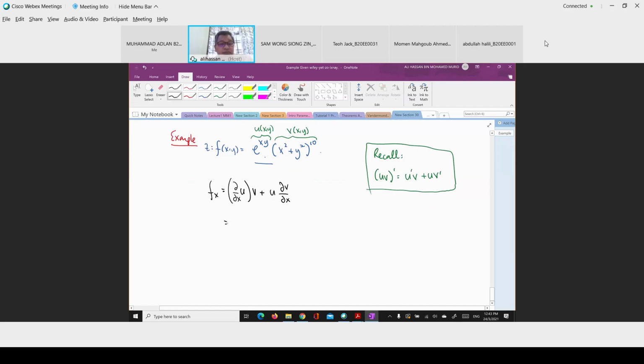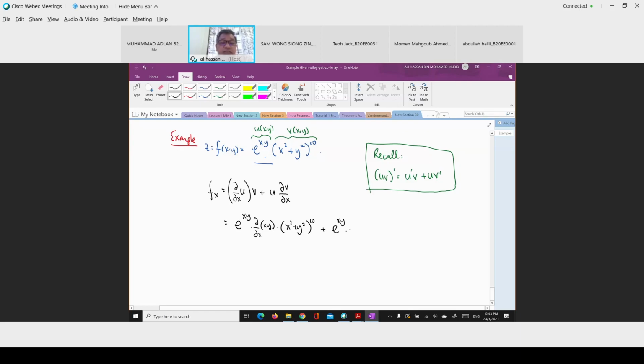What is u partial x? This is also a composite function. U is a composite function. V is also a composite function here. What is u partial x? The outer function is e, right? The inner function is xy. Then you differentiate the inner function. Let me write it in detail like this. And v is x squared plus y squared to the power of 10. And u is e to the power of xy.